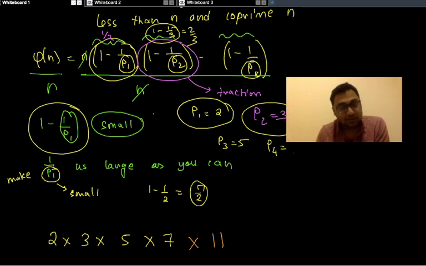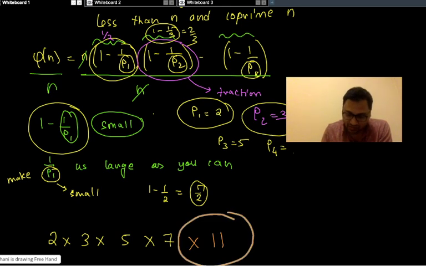You don't want to surpass 1000. You want to stay below 1000 because you're only testing numbers from 0 to 1000. So you cannot multiply by 11. This is not allowed.